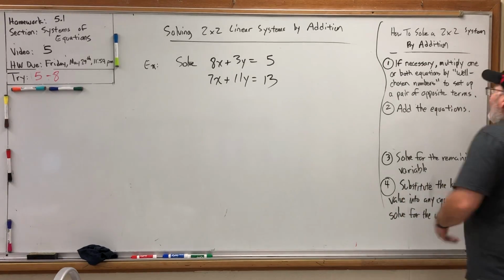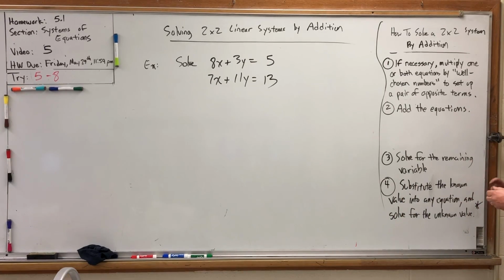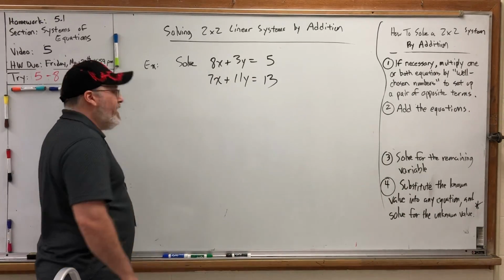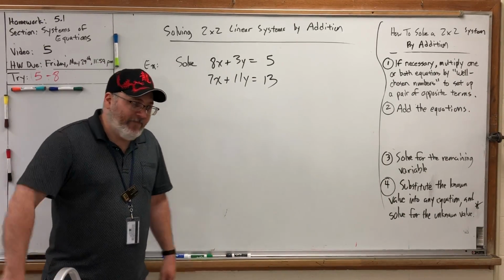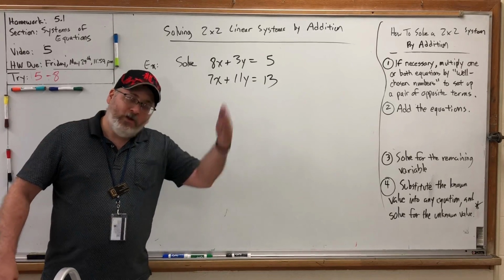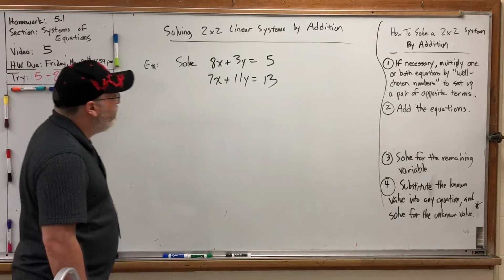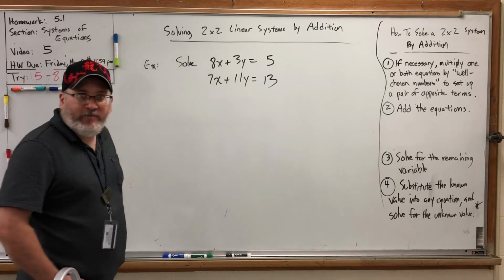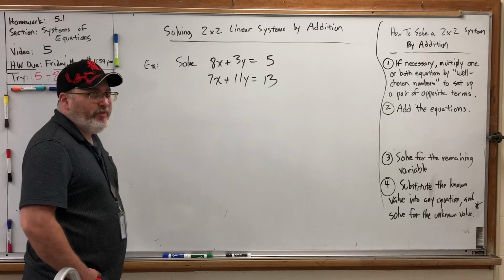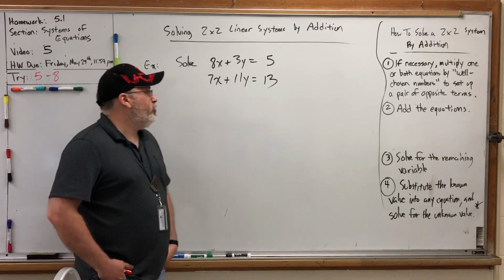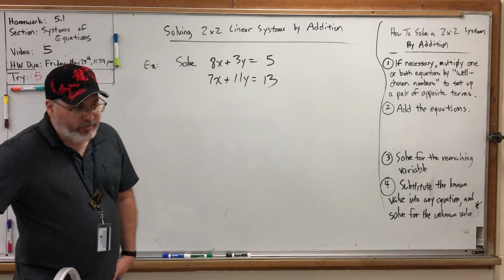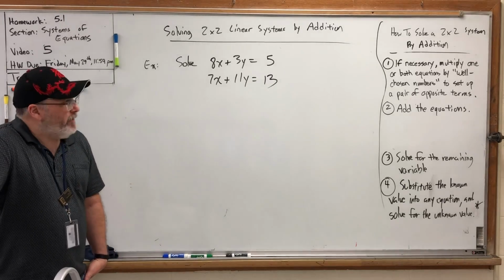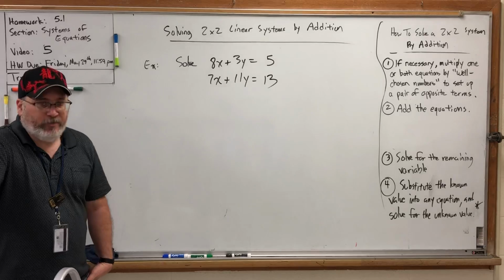All right, so if necessary, multiply one or both equations by well-chosen numbers to set up a pair of opposite terms. In the previous video, we had a 2 and a negative 8, and it was kind of obvious that multiplying the 2 by a 4 set up opposite terms. In this case, it's not so obvious. Look at our x's. One of them is 8, one of them is 7. How do we make those opposites? Same thing with the y's. One is 3 and one is 11. How do we make those opposites? Plus, everything's positive. So how do you pick well-chosen numbers to set up a pair of opposite terms?